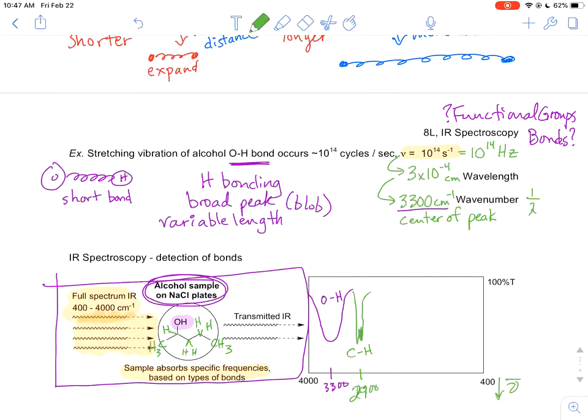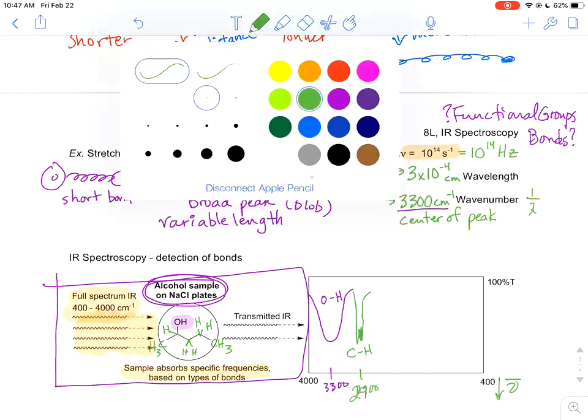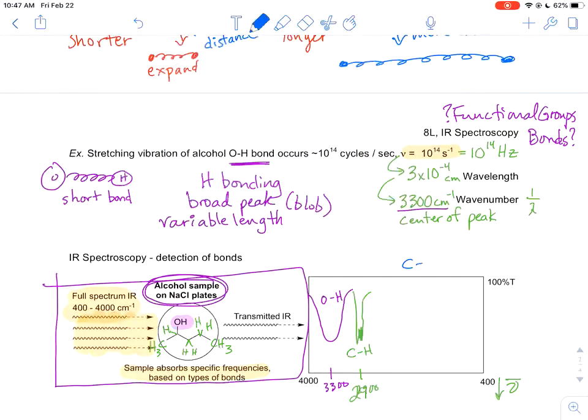Now, there's other types of bonds in the molecule as well. We haven't covered the carbon-carbon and the carbon-oxygen bond. There's a bunch of different carbon-carbon bonds, and the carbon-oxygen bonds also show up in kind of this messy region in between 1000 and 1500. We call this the fingerprint region.